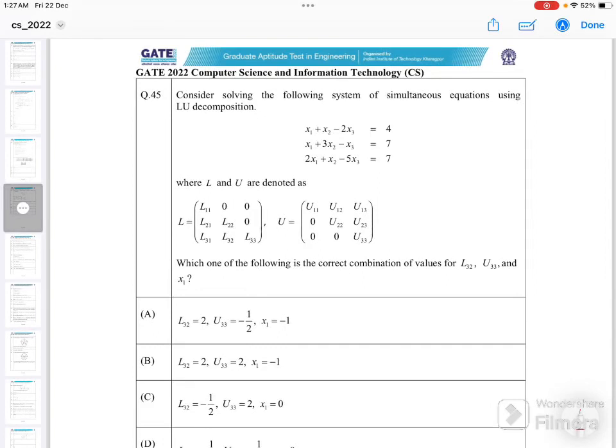Hello and welcome. Let's look at a few questions from linear algebra from the computer science branch, year 2022. We have the first question, question number 45.